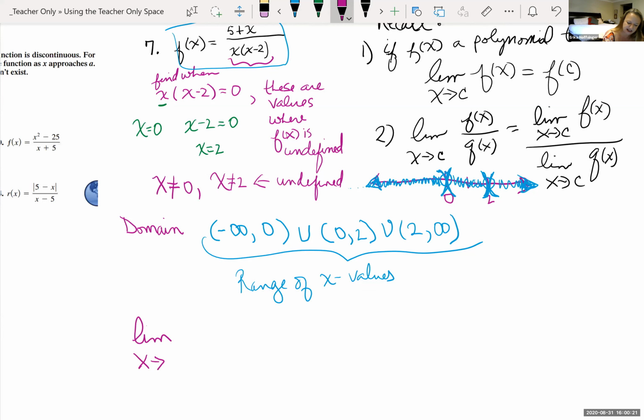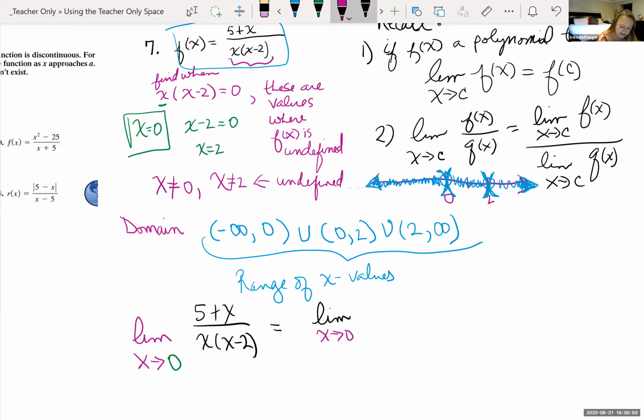So we're looking at the limit as x is approaching, let's look at one of them, first 0, of 5 plus x all over x times x minus 2. So this is the same thing as the limit as x approaches 0 of this 5 plus x, all over the limit as x goes to 0 of x times x minus 2.